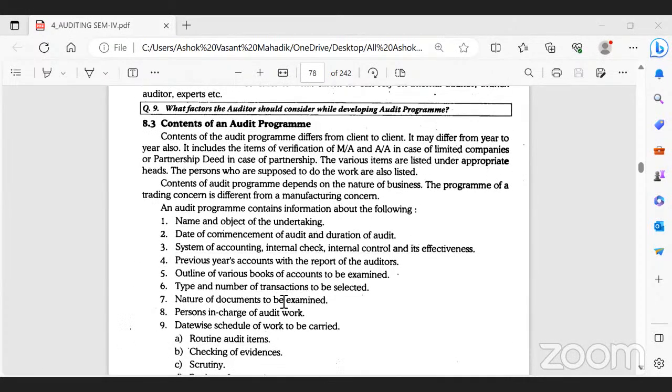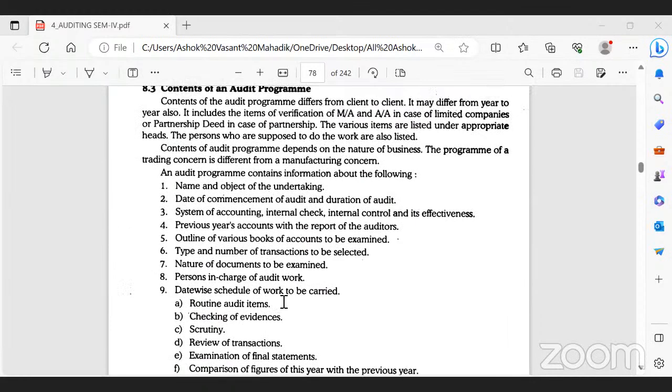Now, when you draft an audit program, what should be the contents? There are many contents, but you can write at least 5 to 6 contents when you make a program. First, you will mention the name and object of the undertaking, that is, the company for whom you are making the audit program. The starting date, that is commencement, and the duration of the audit. The system of accounting followed by the company. The previous year's auditor's report. The list of books of account which will be audited. Type and number of transactions to be selected.